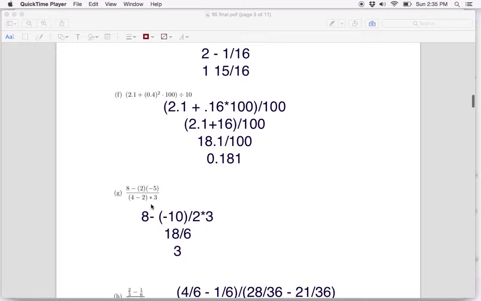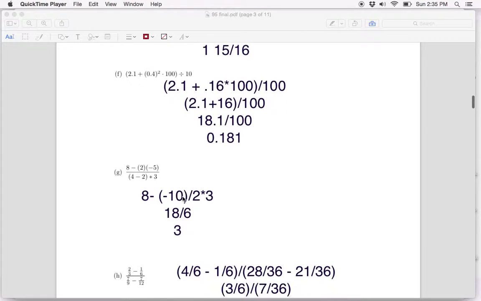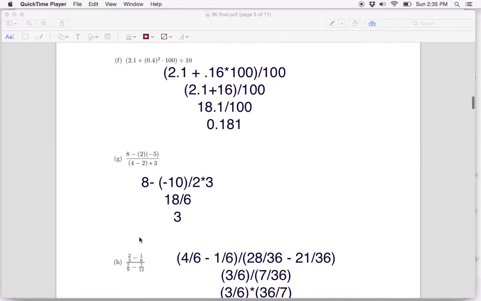The numerator and denominator each kind of function like a grouping system. So things in the numerator have to be done, and then things in the denominator when you're dealing with order of operation. So I have multiplication here, so 2 times negative 5 gives me negative 10. I'm subtracting a negative, so that's the 18. And here I have to do my grouping first, so 4 minus 2 gives me 2, and then times 3. So now I have 18/6, which is 3.